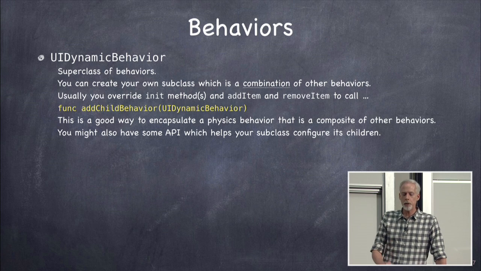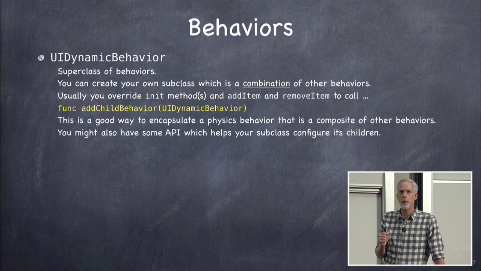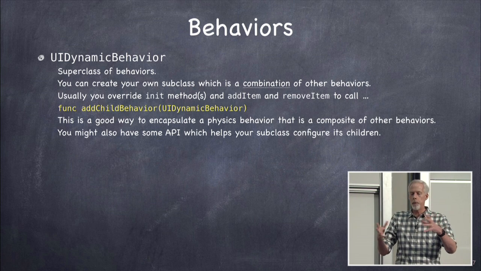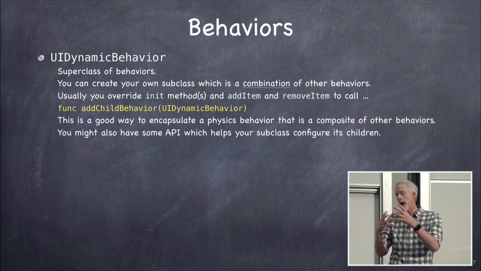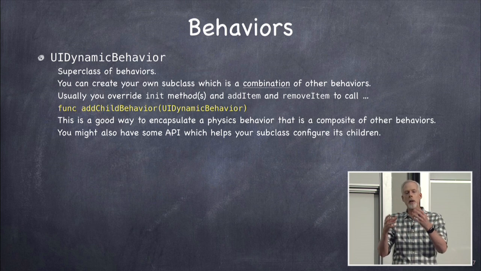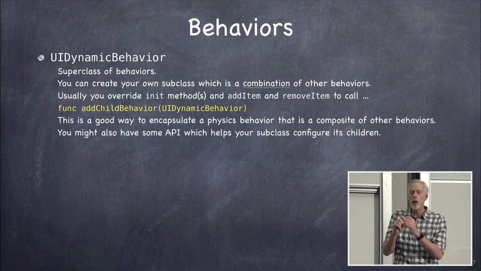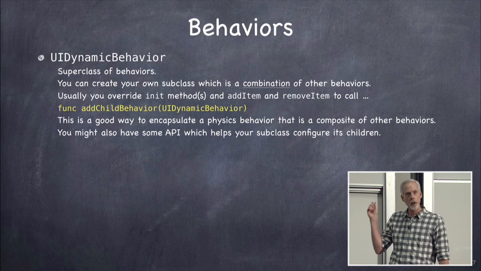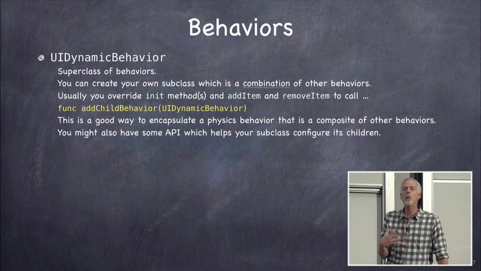So your subclasses of UIDynamicBehavior are going to be composites of other dynamic behaviors. If you had some space where there are boundaries and gravity is applying to things and they have a certain friction and elasticity, you would combine a gravity behavior, collision behavior, and UIDynamicItemBehavior into your subclass of UIDynamicBehavior. The way you combine them is with this very important method in UIDynamicBehavior called addChildBehavior. That means composite this behavior into my behavior. And we almost always do this.